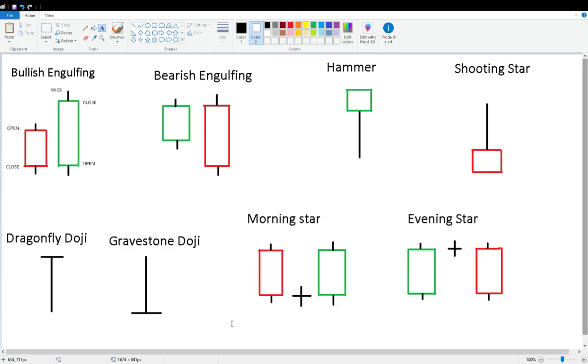Now you might also see a different kind of doji, which will look something like this, and this doji would typically signify indecision in the market. So it's kind of like neither the bears nor the bulls know what's going to happen next, or what they want to do next per se.